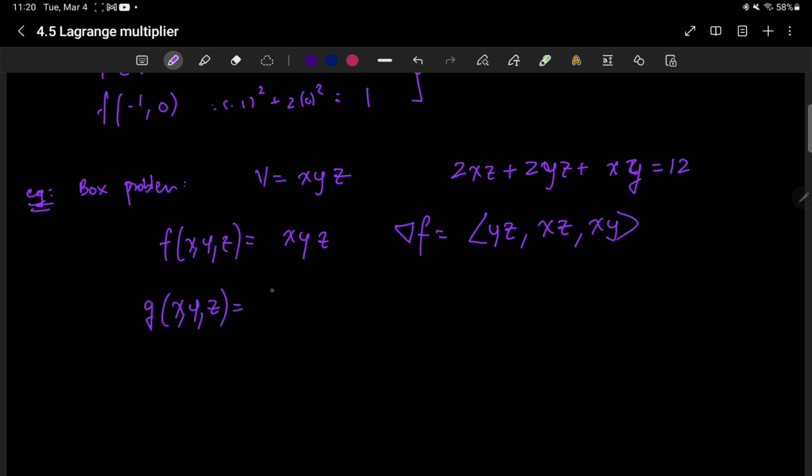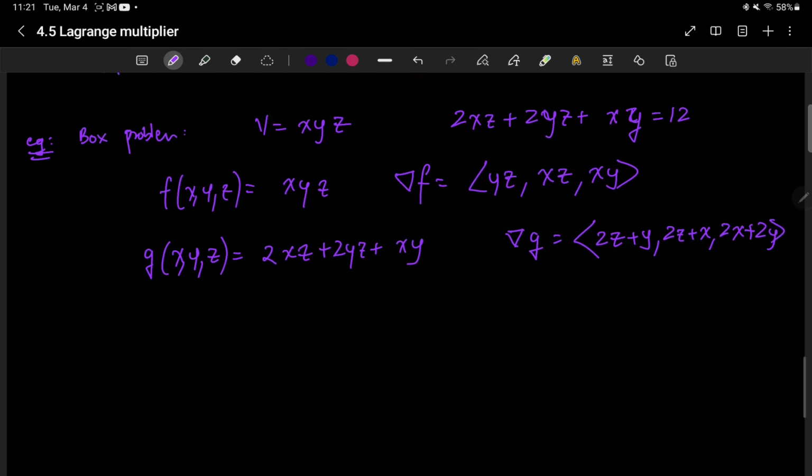Then we had the constraint. The constraint is this level curve, 2xz plus 2yz plus xy at 12, but we don't need that because 12 is just a value of k. Partial of this with respect to x will give 2z plus y. With respect to y, the first is a constant, you only have 2z plus x. And with respect to z, the last xy, the derivative is 0, so you're just left with 2x plus 2y.